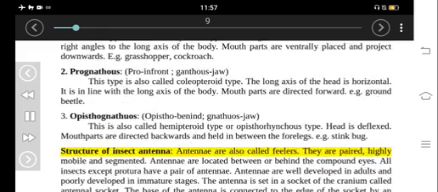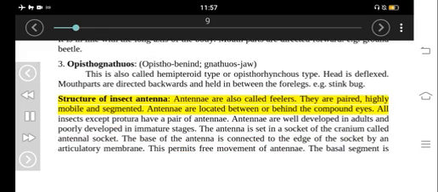Antennae are also called feelers. They are paired, highly mobile and segmented. Antennae are located between or behind the compound eyes. All insects except Protura have a pair of antennae. Antennae are well developed in adults and poorly developed in immature stages. The antenna is set in a socket of the cranium called the antennal socket. The base of the antenna is connected to the edge of the socket by an articulatory membrane. This permits free movement of antennae.